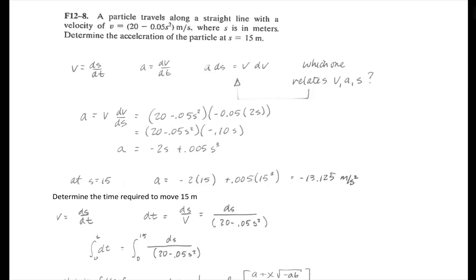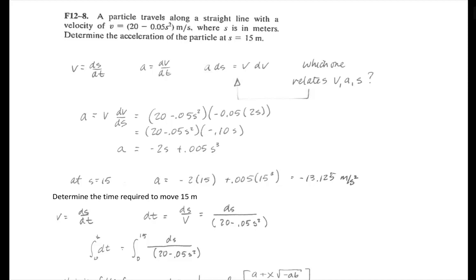So what is the derivative of this with respect to s? Well, the derivative of 20 is 0. The derivative of negative 0.05 s squared is negative 0.05 times 2s. So here I have an expression, and I can multiply all those together, and I get acceleration as a function of position. Now, after you've solved that, go ahead and solve for what the problem's looking for. At s equal to 15, I can solve that for acceleration.